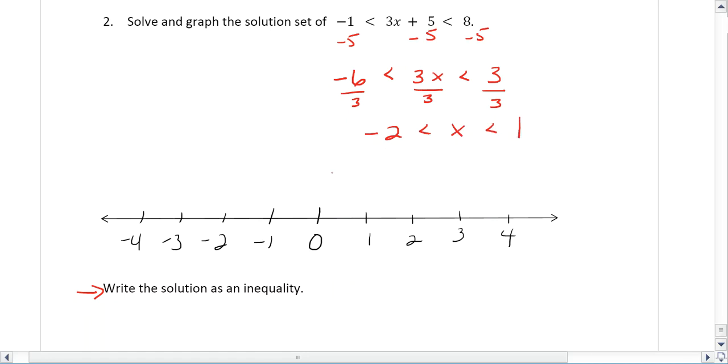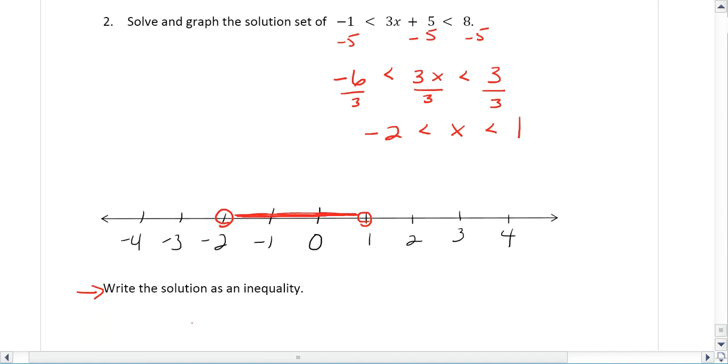So this is something we can graph now. We have an open circle on negative 2. We have an open circle on positive 1. And negative 2 is less than x. That means that x is more than negative 2, but at the very same time, x is less than 1. So in other words, it's in between these. So I'll just color in this graph with red. This is x being more than negative 2, but less than positive 1.